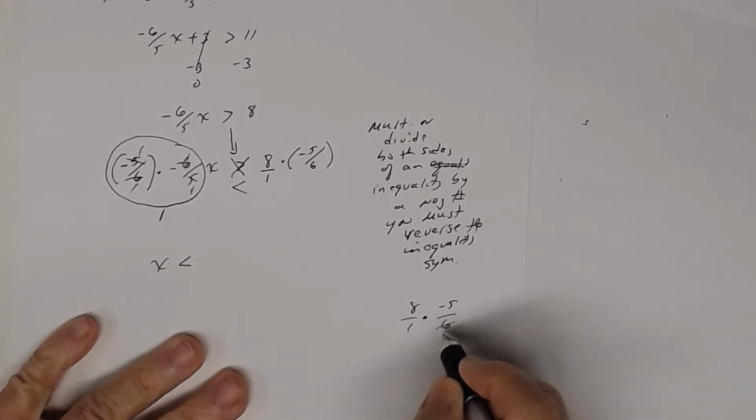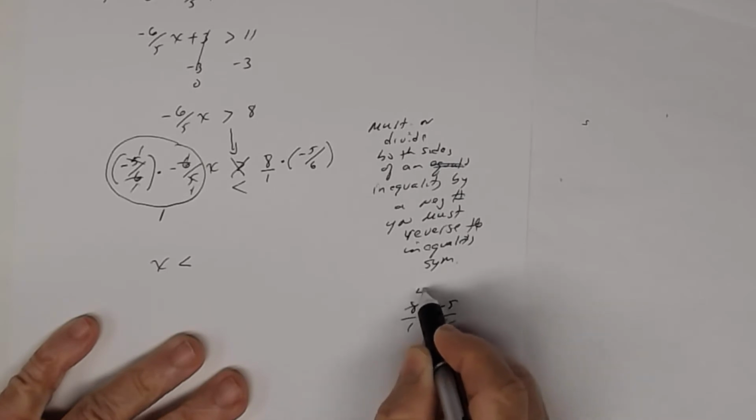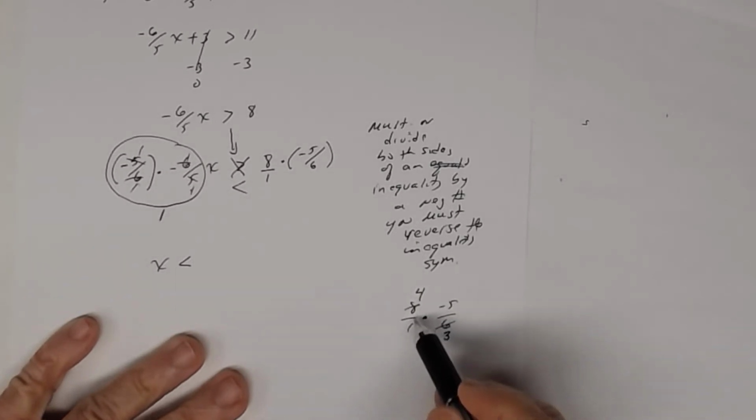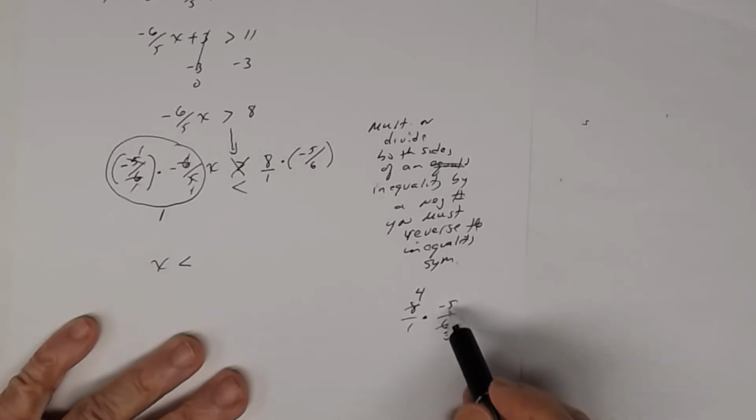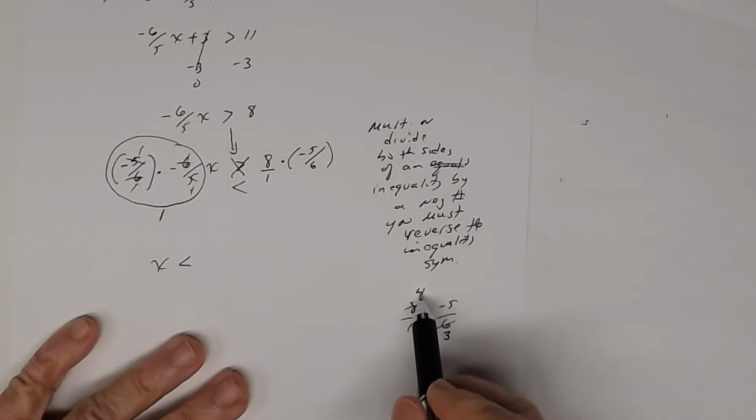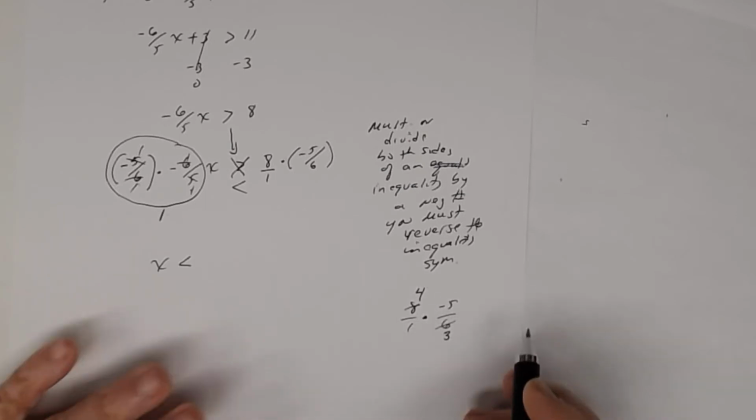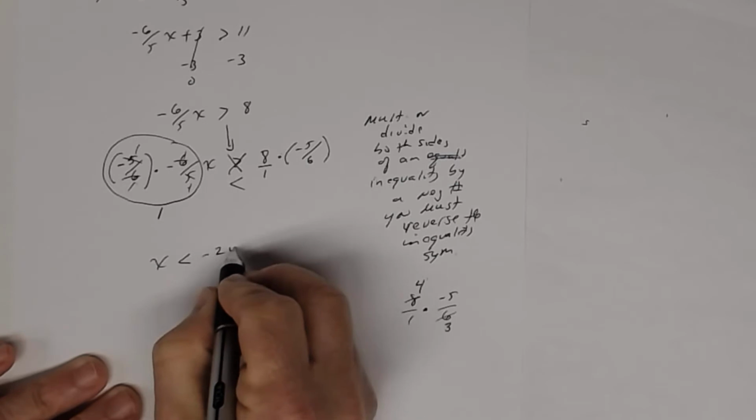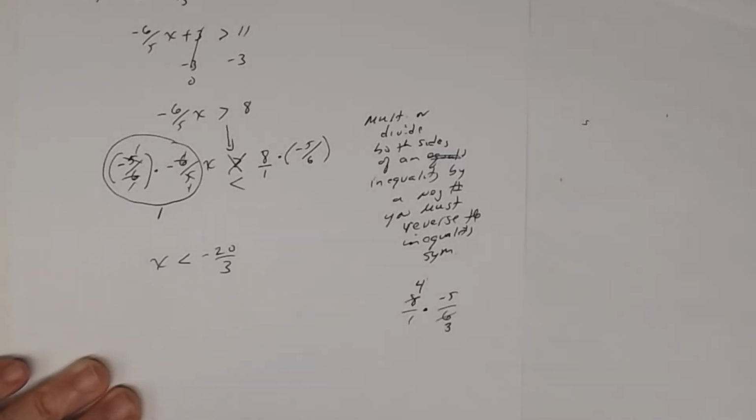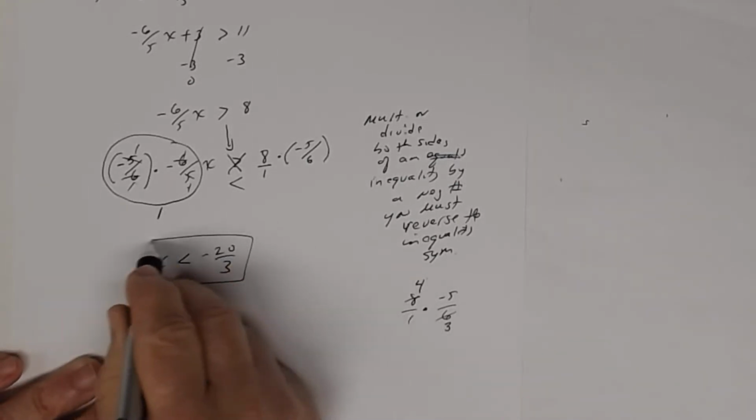So negative 5/6. I can reduce the 8 and the 6, so let's go ahead and do that. They're both even, so they're both divisible by 2. 6 divided by 2 is 3. 8 divided by 2 is 4. And so I get 4 over 1, which is 4, times negative 5/3. So 4 times negative 5 is negative 20, and then 1 times 3 is 3. So I get negative 20/3. Okay? And so that is your answer.